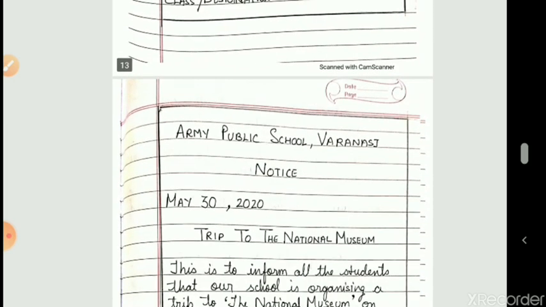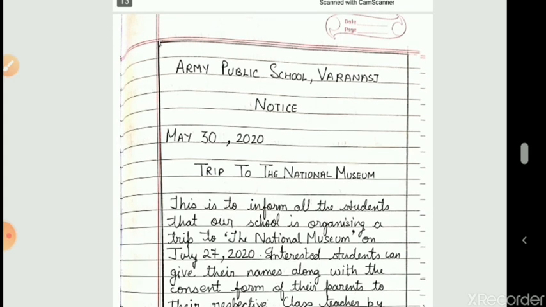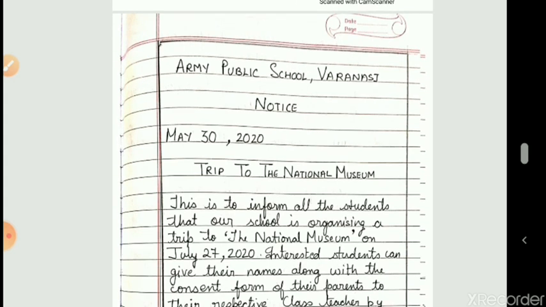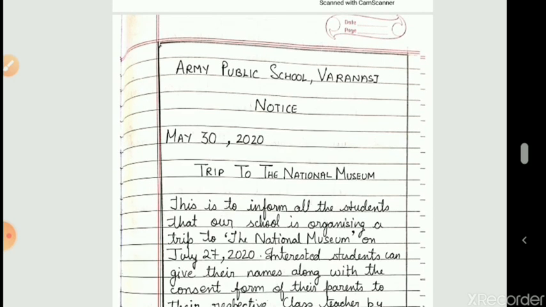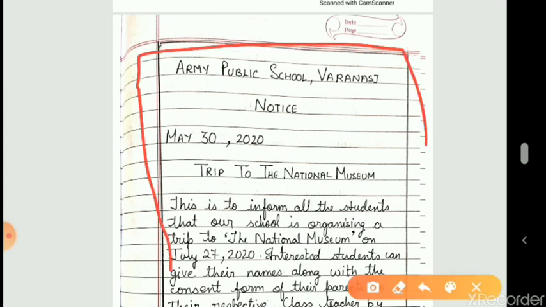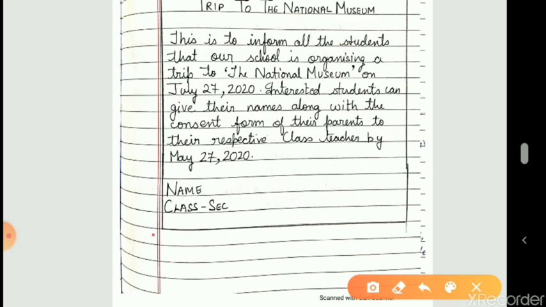Now let's write the notice which has been given in the book. Our notice was that your school is organizing a trip to the National Museum. Write a notice for the same, asking students who wish to visit the museum to give their names. So, students, the first rule to be followed is that we need to put our notice in the box. You can see that our notice is also written in the box. All four sides should be closed, and the last box line should be closed after finishing the notice. Leave one line, and then after writing the name, class, section, you need to leave one line, and then you need to close the box.